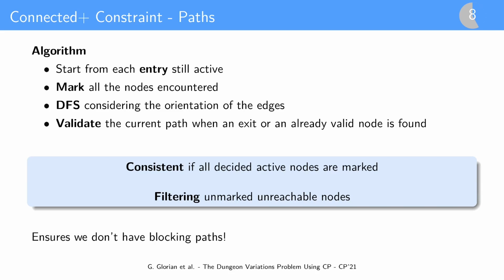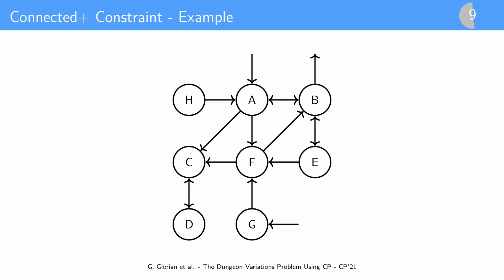When this algorithm ends, if all decided active nodes are marked, we can filter unmarked nodes, which are thus unreachable or blocking. Let's illustrate the algorithm with an example. Here we have a dungeon composed of 8 nodes and 13 edges. We have 2 entries, nodes A and G, and 1 exit, node B. Obviously, this graph is not disjoint, to only show the path part of the Connected Plus constraint. The nodes and corridors in the example are all still active.